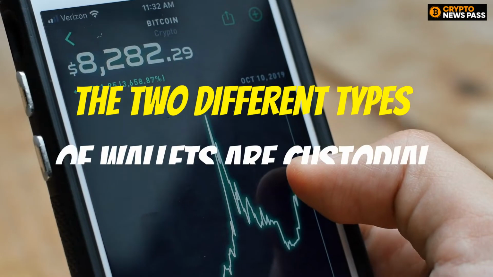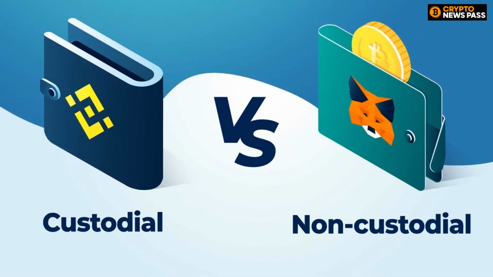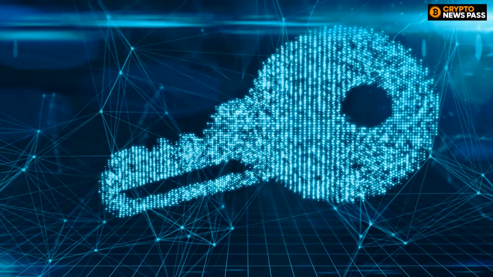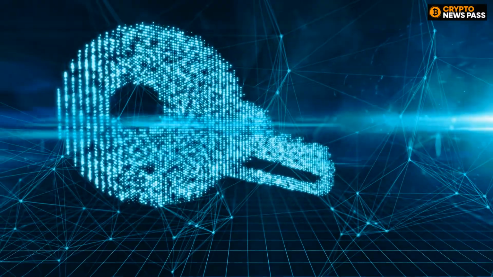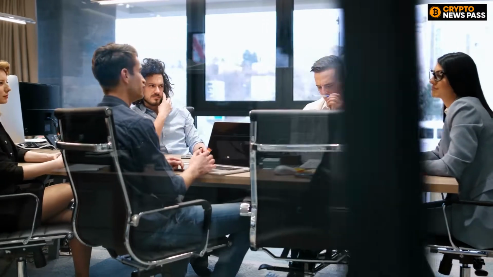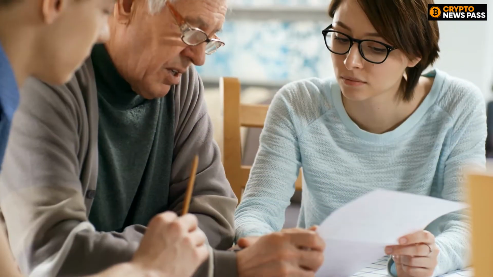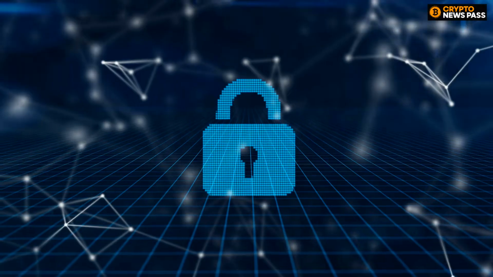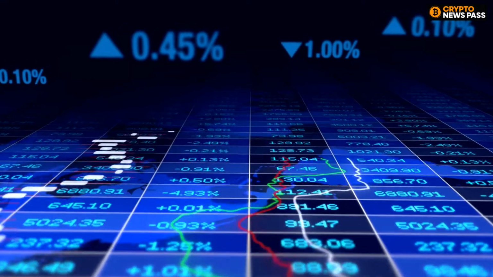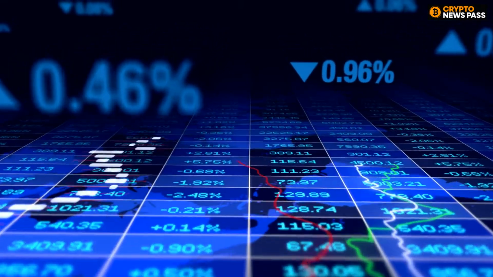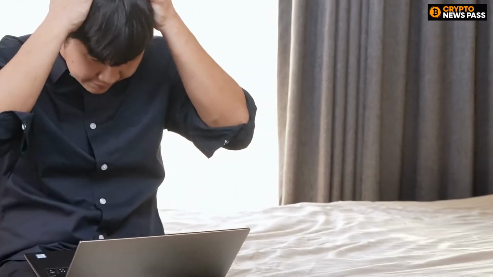Okay, so the two different types of wallets are custodial and non-custodial wallets. What's the difference? The short answer is the person who holds the keys, but for those who don't know what keys are, let's talk about keys for a second. There's two kinds of keys, public and private keys. Both are critically important to understand. Private keys are used to prove ownership of assets, and public keys are used to identify wallets when you send and receive assets. If you lose your keys, you lose your assets.